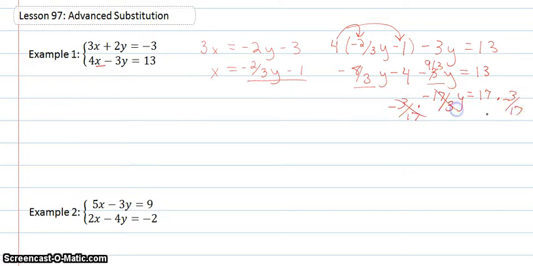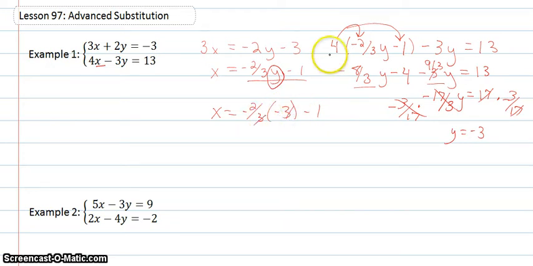So these cancel each other out, so y is now all by itself, and here the 17 cancels out, so I have a negative 3. So y is negative 3, so I need to put that in place of this y here to find out what x is. So x equals negative 2/3 times negative 3 minus 1.